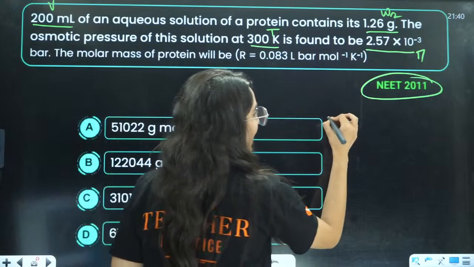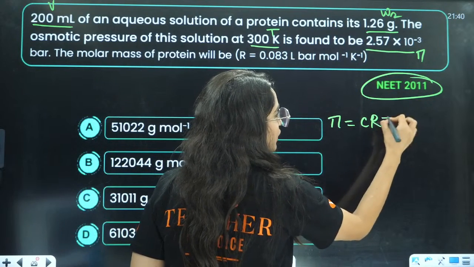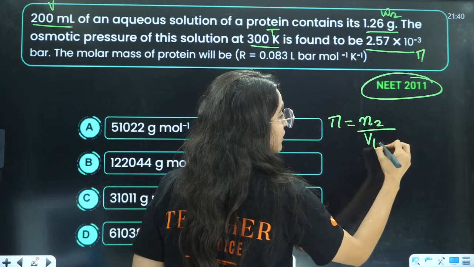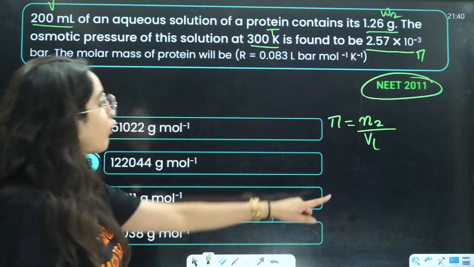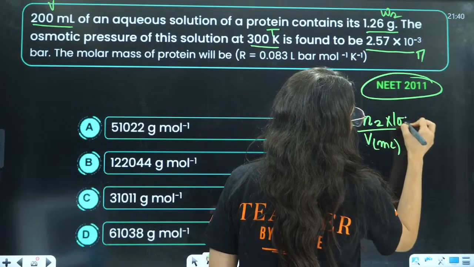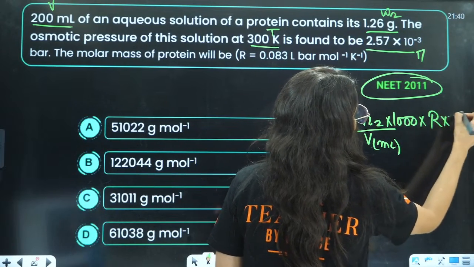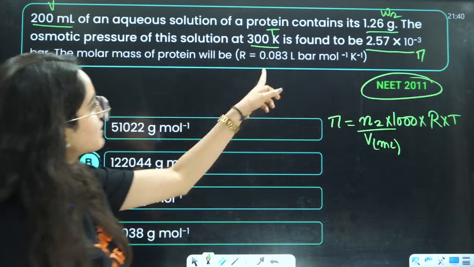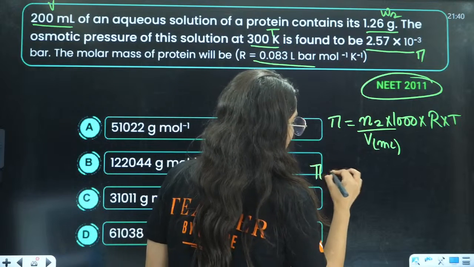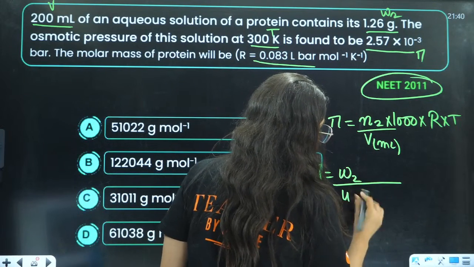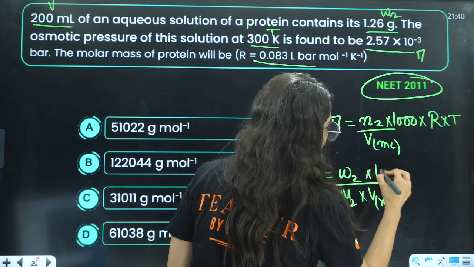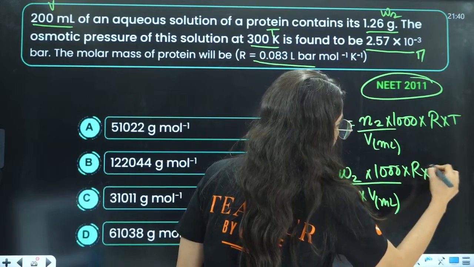So basically it is pi equals CRT. What is C? That is number of moles of solute divided by volume in milliliter. If you want to write down the volume in milliliter, then you have to multiply it by 1000. Then it will be R into T. Now R is given to you in the question, right? And what else you can write? Pi equals W2 by M2 multiplied by volume in milliliters multiplied by 1000 into R and T.